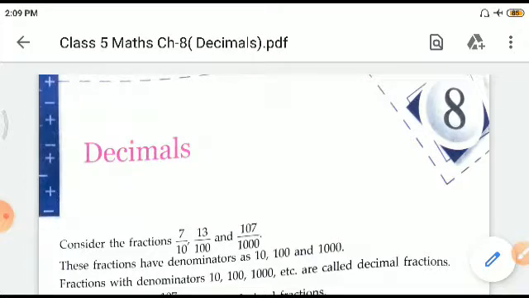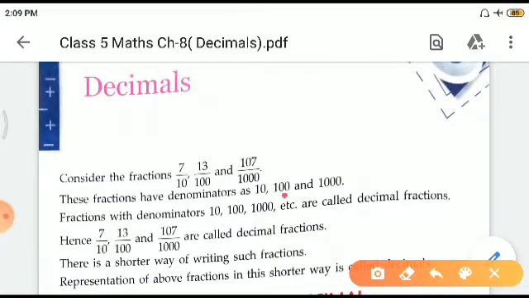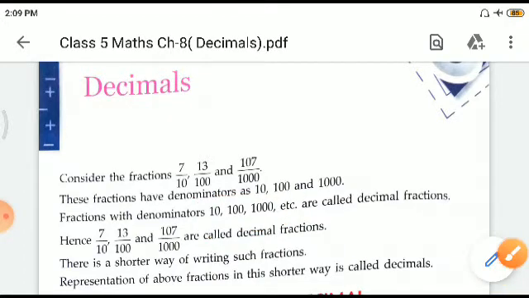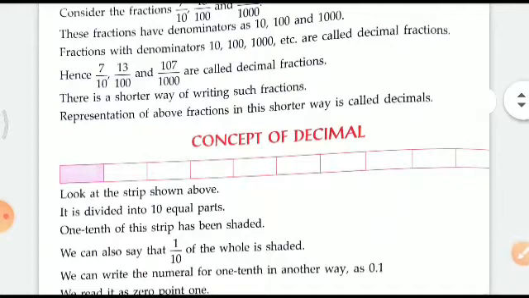Consider the fractions 7 upon 10, 13 upon 100, and 107 upon 1000. These fractions have denominators as 10, 100, and 1000, right? So those fractions with denominators 10, 100, and 1000 are called decimal fractions. So children, remember only those fractions with denominators which are 10, 100, and 1000, only they are called decimal fractions. Right? There is a short way of representing them.